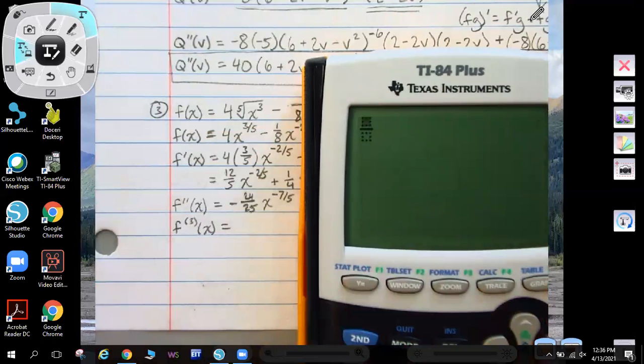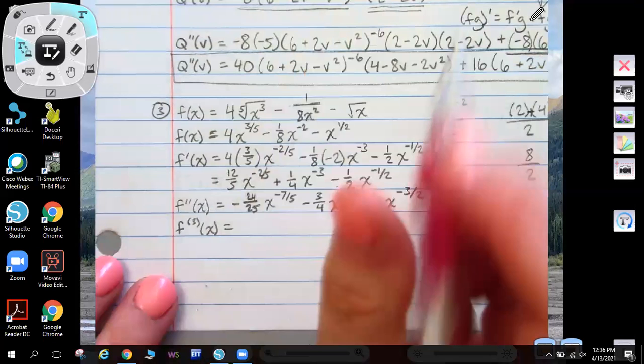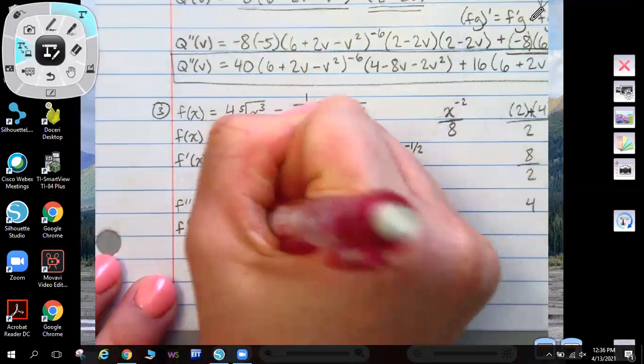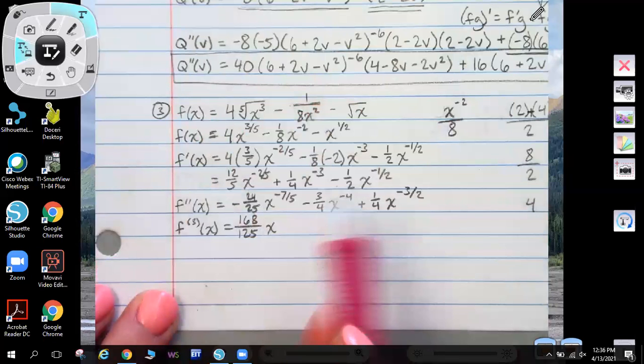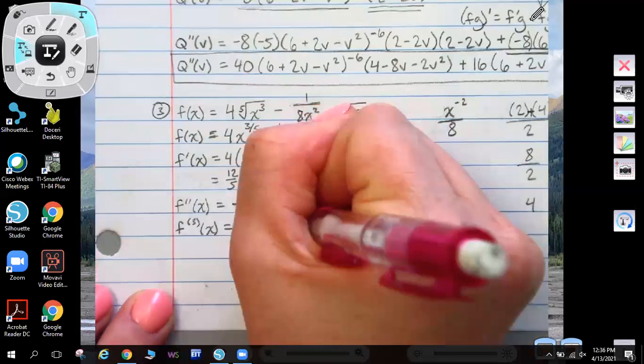Let me go ahead and just use my calculator. 25 over 24 times 7 over 5 is 168 over 125. And our new exponent, -7 minus 5, is -12 over 5.